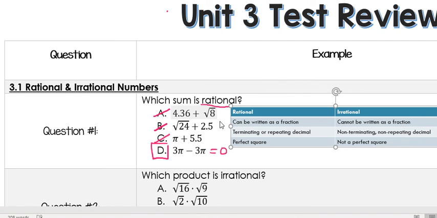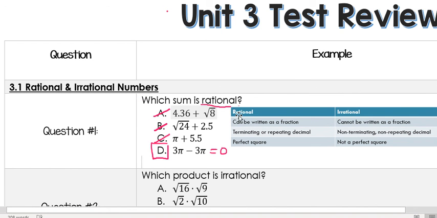A little something that might be of help to you. This little chart here: if it's rational, it can be written as a fraction. It's a terminating or repeating decimal, and a perfect square. These are all examples of rational numbers. And then your irrational numbers cannot be written as a fraction. It's a non-terminating and non-repeating decimal. So that's like a decimal that goes on and on forever and ever, like pi.